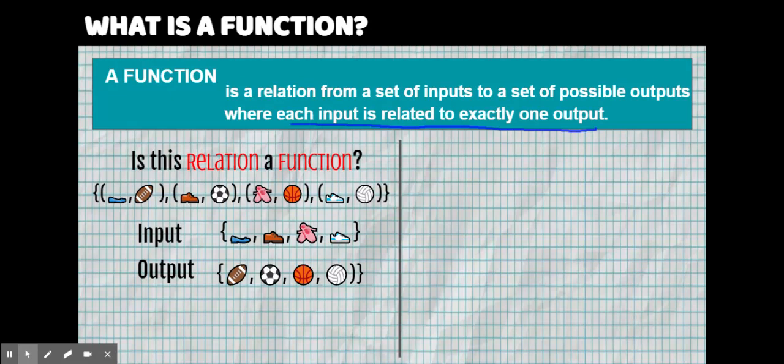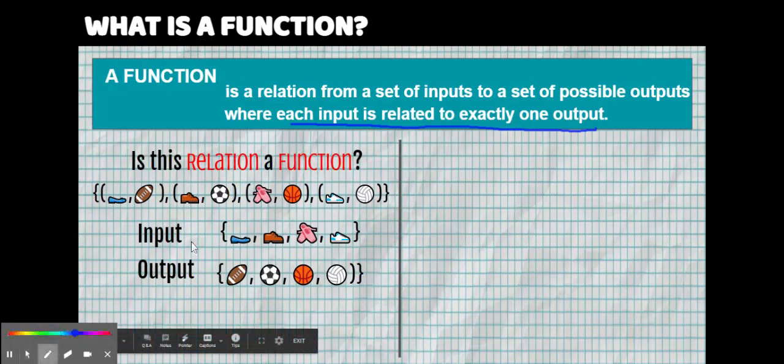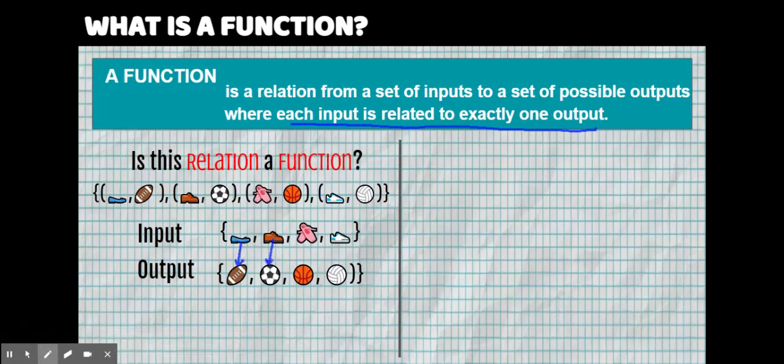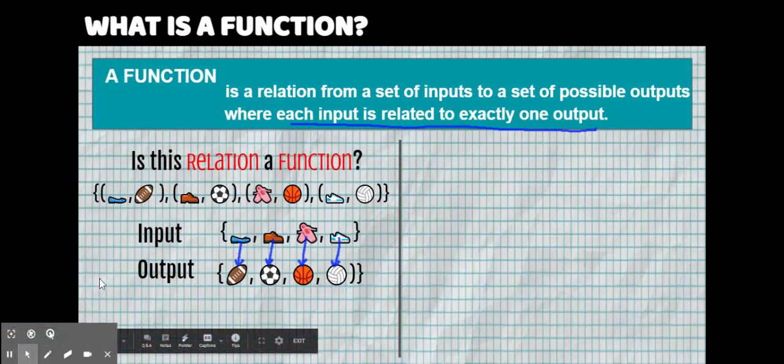Well, it says that if each input is related to exactly one output, so that means that this shoe only goes down to that football, and this boot only goes to soccer, and this ballet only goes to basketball. So this shows that each input value has exactly one output value. So what does that mean? That means that yes, this is a function.